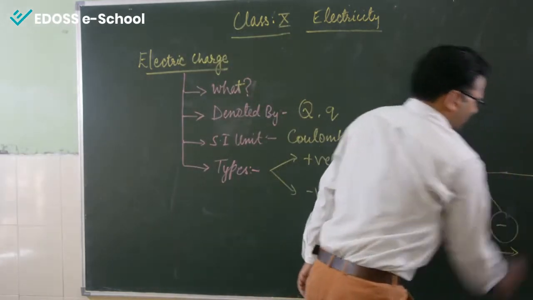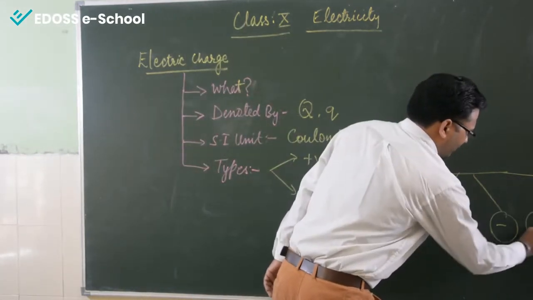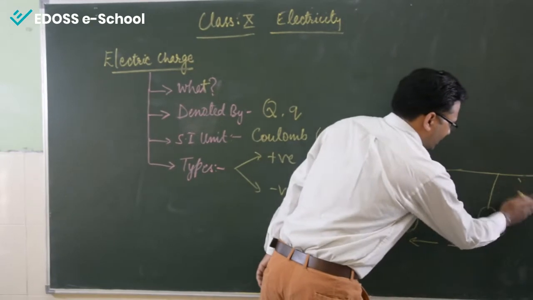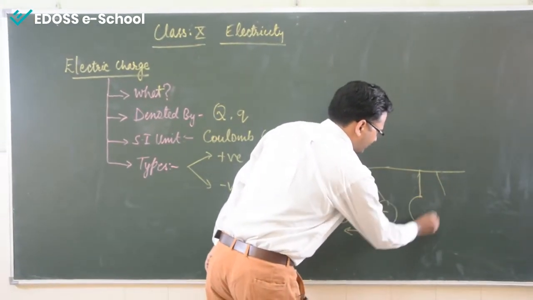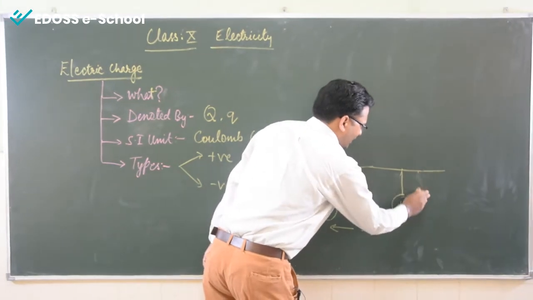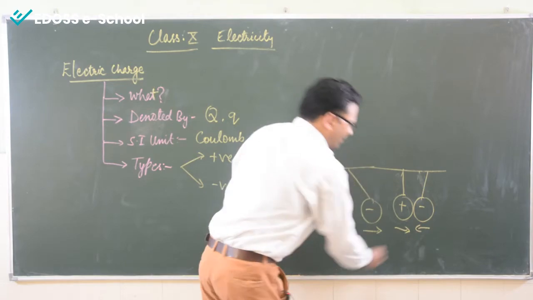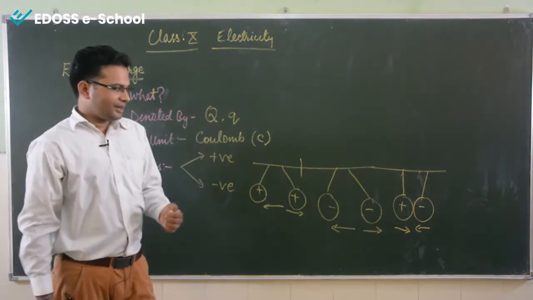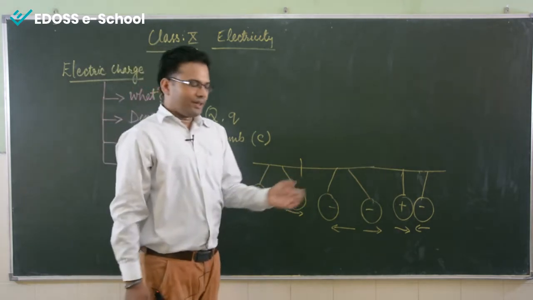Now for the next part, if we have one positive charge and the other one as negative charge, say this is positive charge and this one is negative charge. So what you are seeing, they will attract each other as the charges are quite different from each other. One is positive and the other one is negative.